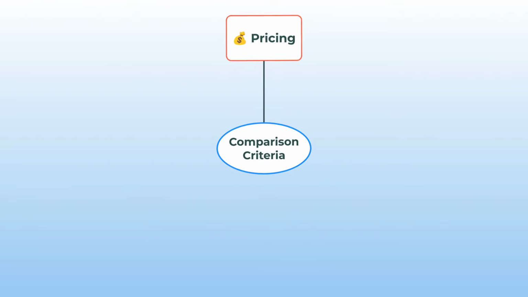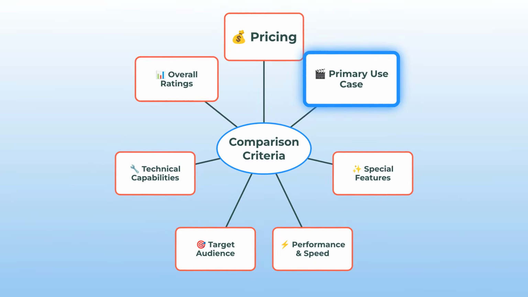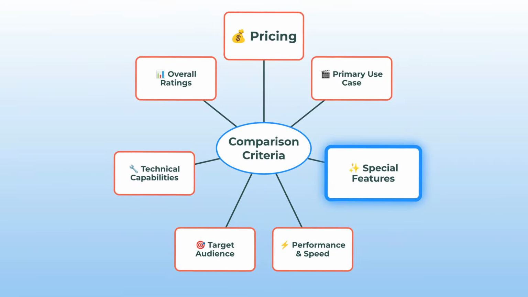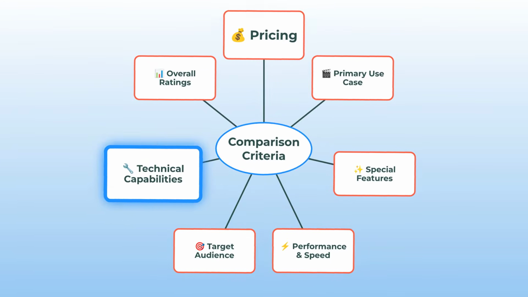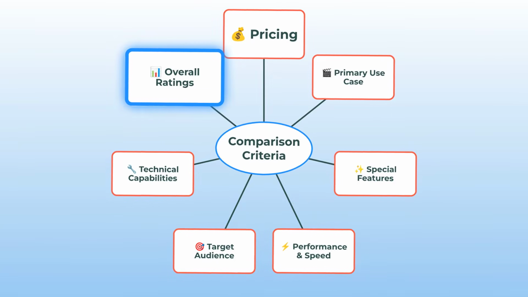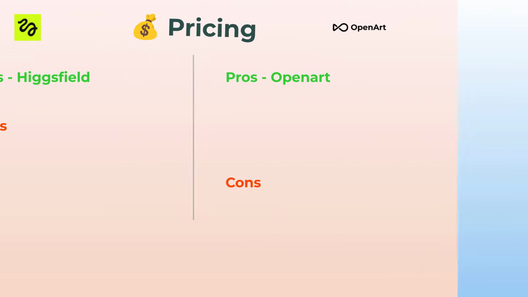Okay, here's our mind map for today. We're going to hit on all the big categories: pricing, primary use case, special features, performance and speed, target audience, technical capabilities, and of course, overall ratings. This way, there's no guesswork. You'll see the winner in each area, side by side. Let's kick it off with pricing.